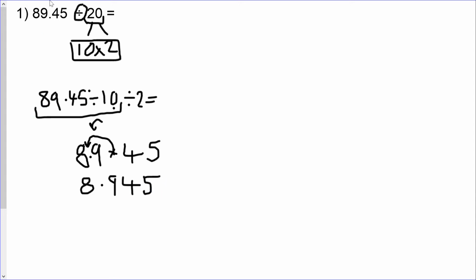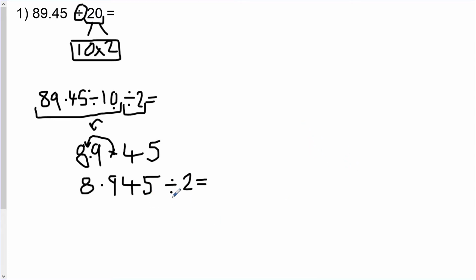However, our question wasn't 89.45 divided by 10. It was 89.45 divided by 20. So now that we've divided by 10, we have to complete our calculation, complete our number sentence, by now dividing our answer by 2. Now you might find this quite tricky, but once you've had a go at this a few times, it will become quite straightforward, just as yesterday's was.